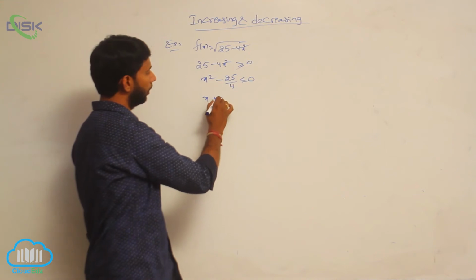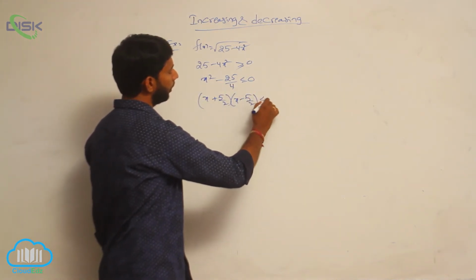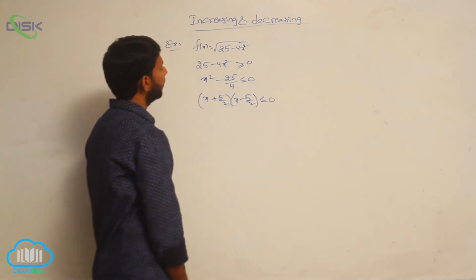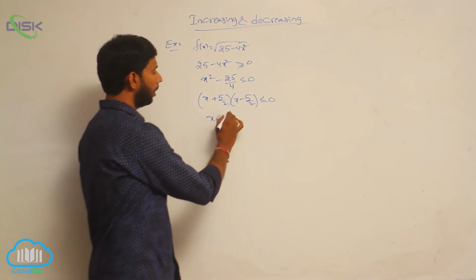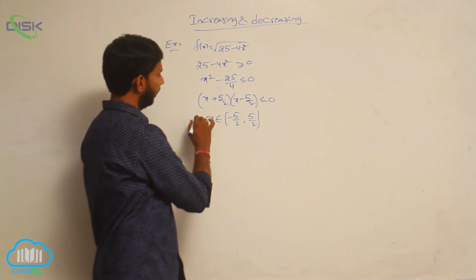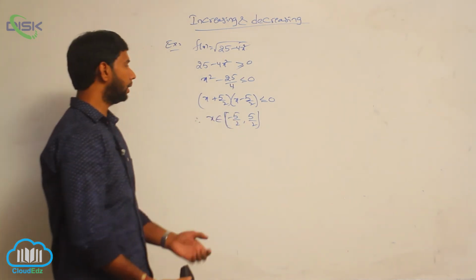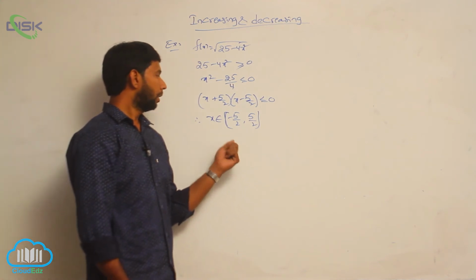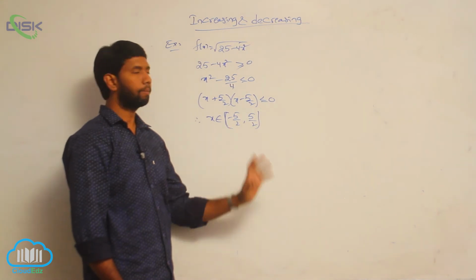The factors are (x plus 5 by 2) into (x minus 5 by 2) less than or equal to 0. That means x belongs to the closed interval minus 5 by 2 comma 5 by 2. In this interval, for what values of x is the function increasing and for what values is it decreasing.